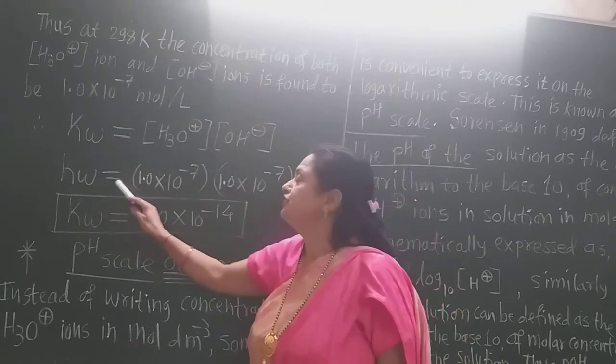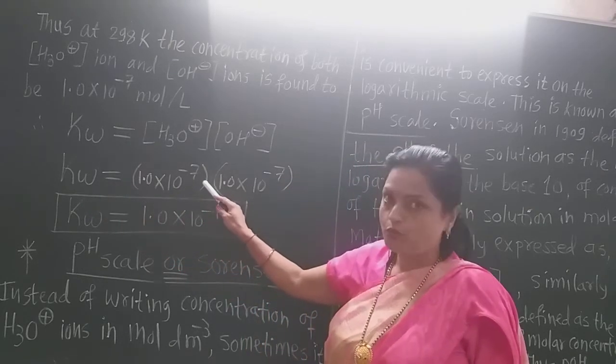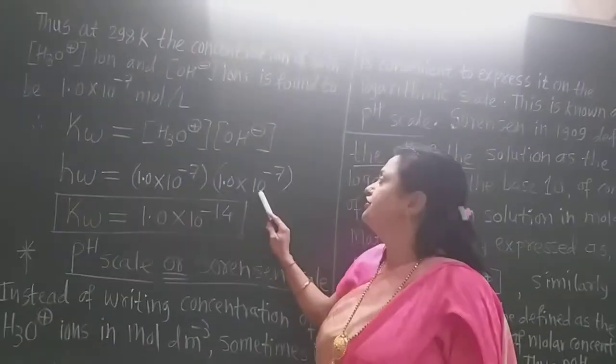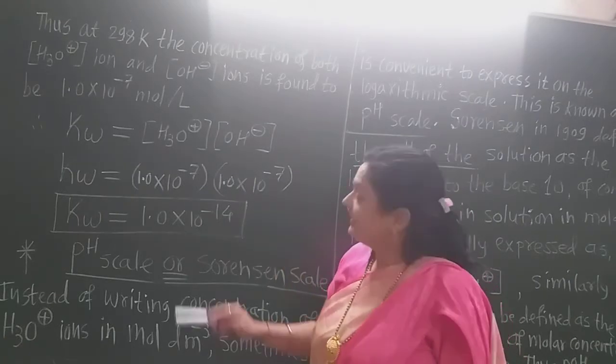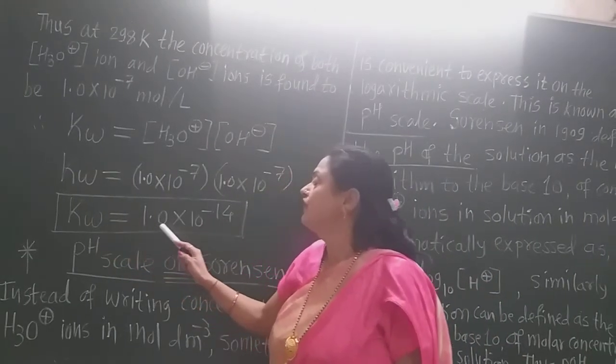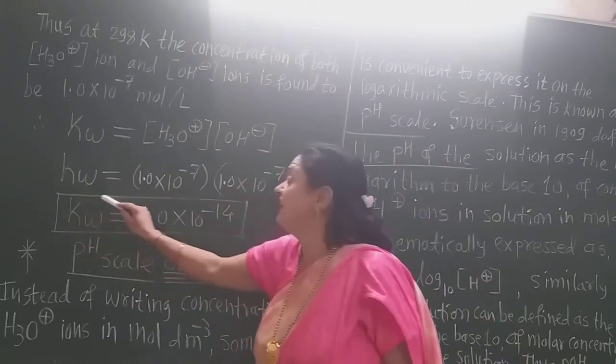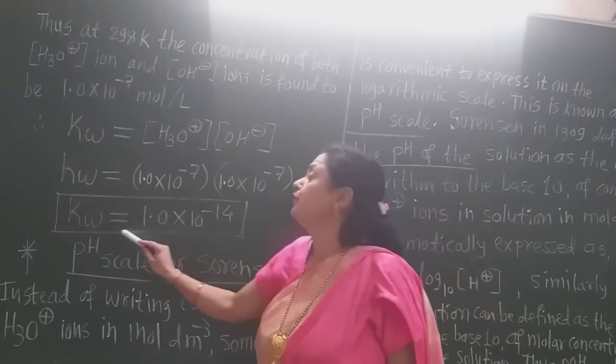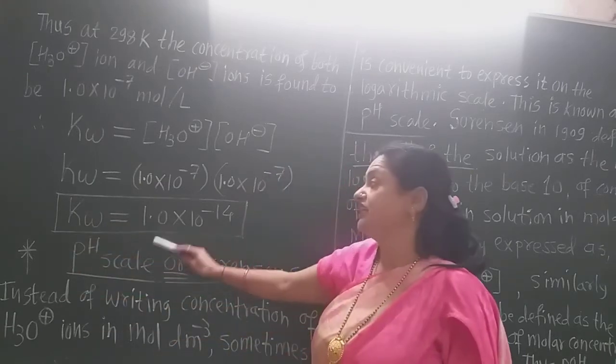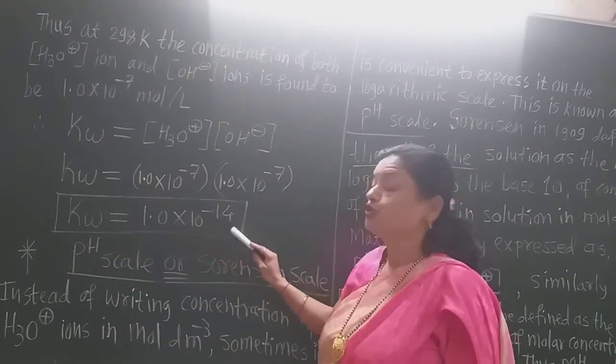So Kw is equal to 1.0 into 10 raised to minus 7 into 1.0 into 10 raised to minus 7, and it is equal to 1.0 into 10 raised to minus 14. Now this is the value of the ionic product of water Kw, that is 1.0 into 10 raised to minus 14.